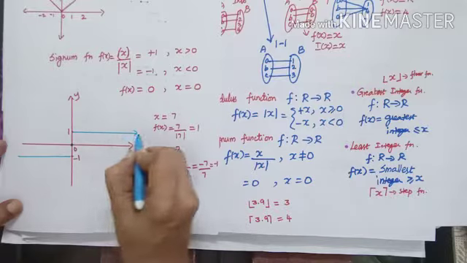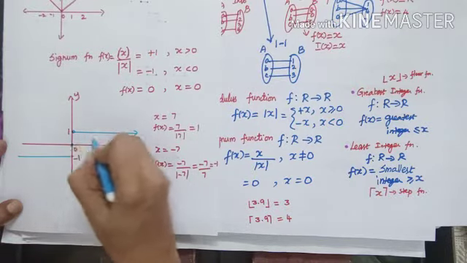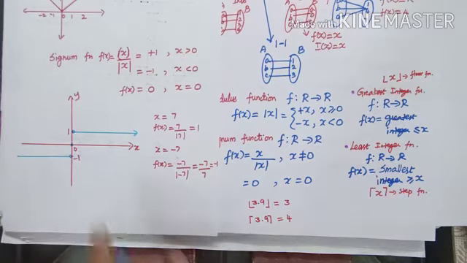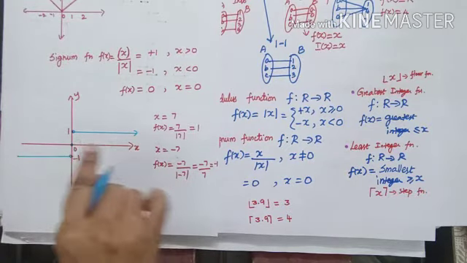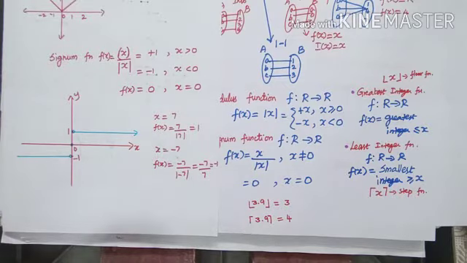Remember, the line should not touch here. It is an open circle, which means it doesn't touch, because we know the answer is 0 for 0. For all the other numbers, positive numbers, it is plus 1. Negative numbers, it is minus 1.